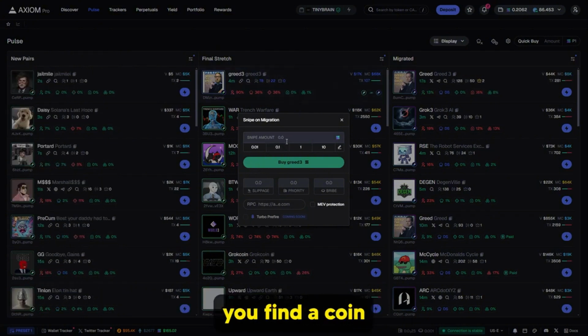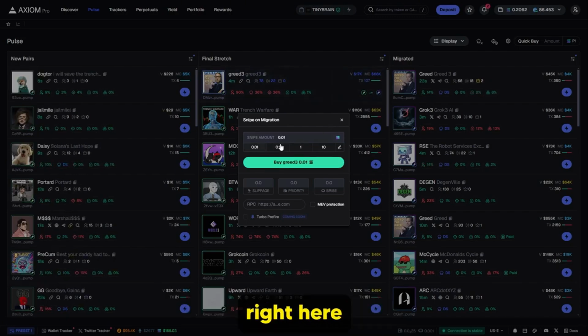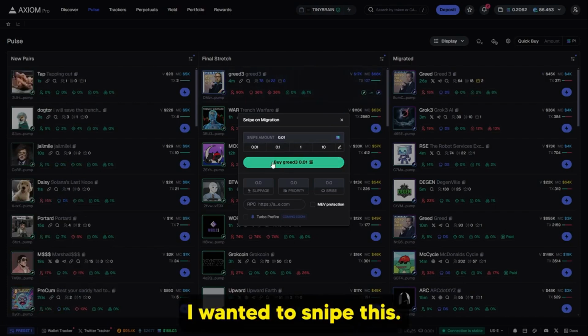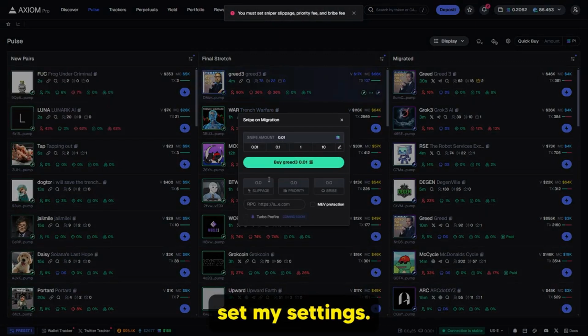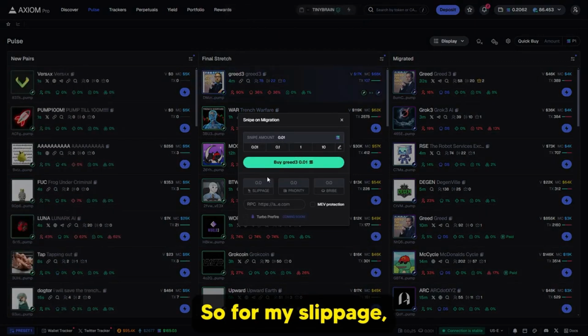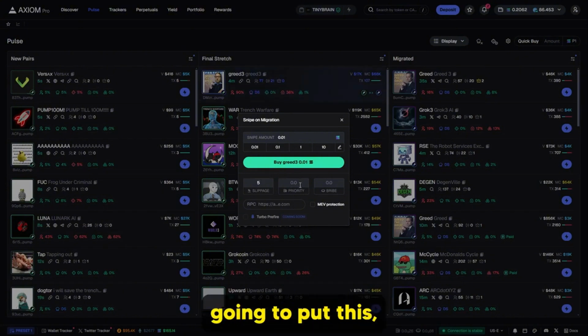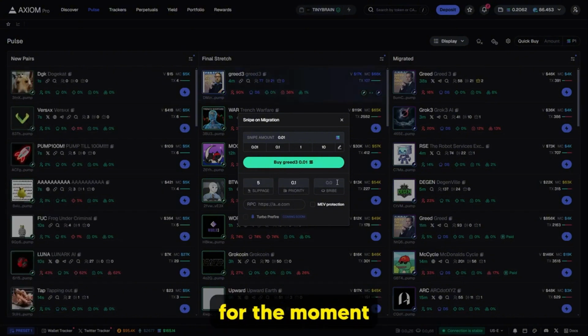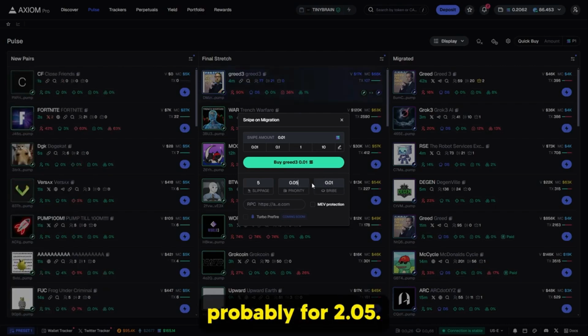So this is going to be something that allows you to immediately get super fills. So for example, let's say you find a coin and it's about to do well upon migration. This is going to be the website you want to use, because you can see right here that, let's say, for example, I wanted to snipe this. I am going to get rugged on this, but of course I do want to set my settings. I want to set my slippage. So for my slippage, I'm probably going to set this for like 5% just for this. And I'm going to put this 0.1, and then for the bribe, it should probably be 0.01. Yeah, it's probably 0.05. It's probably better.